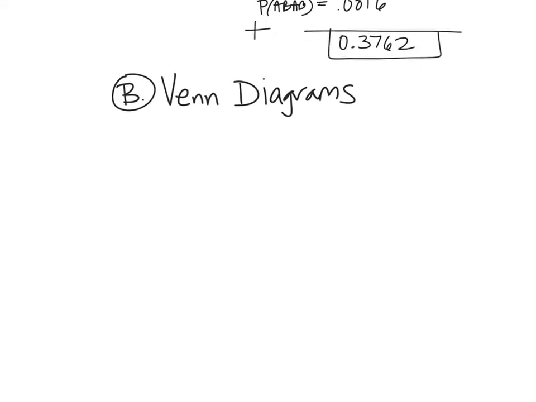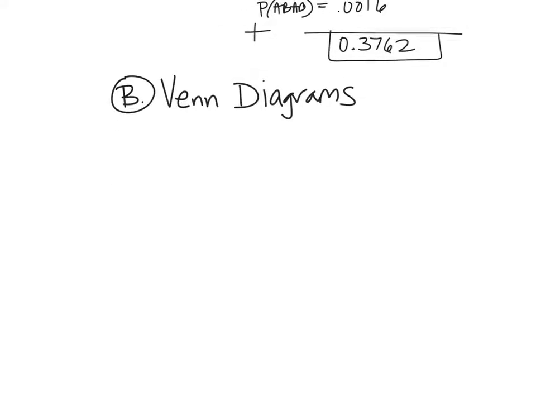All right. So, Venn diagrams. Now, Venn diagrams, they're used in set theory. They're helpful to visualize the relationships, among other things, in sample spaces. So, here we go. We're going to start. They're really good. They're going to help us.